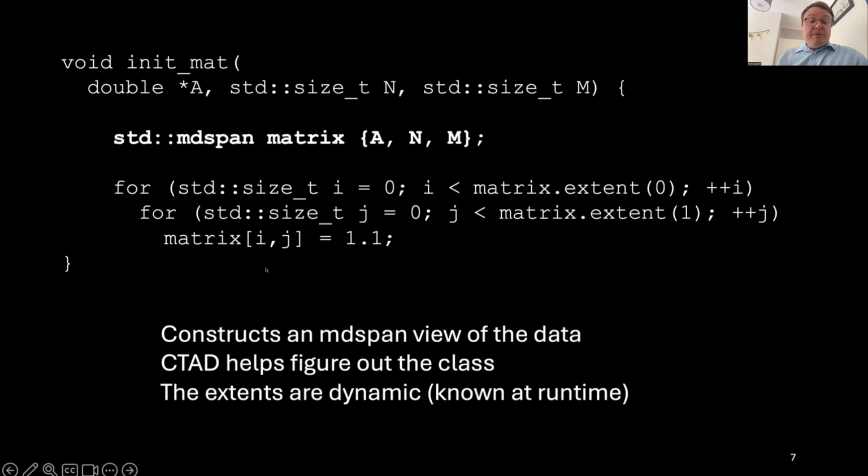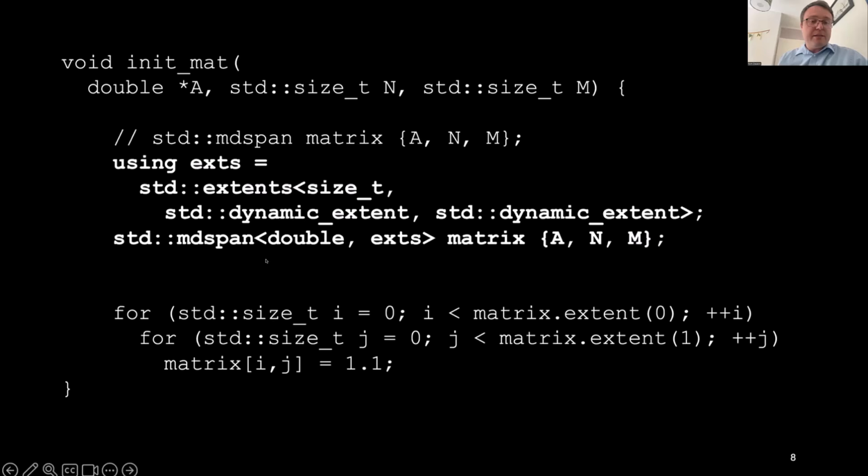What's nice is C++17 added this thing called CTAD, or class template argument deduction, which means I can just write it like this. Without CTAD, I have to spell it the long way around, which is like this, where I have to define a lot more of the template parameters. So I have to define these extents, which is the second template parameter. I have to define the type of the data that's in there. And notice here in the example, before this CTAD, it infers the type of my data is double because it knows that A is a double pointer. The compiler can figure all this stuff out for us.